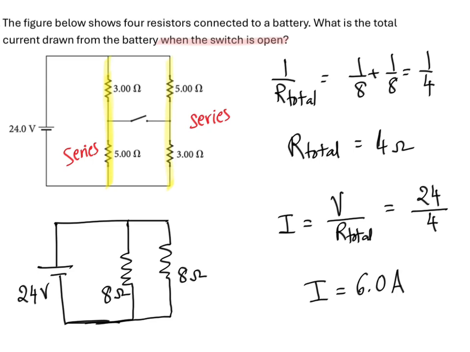If they had asked you what's the current in each branch, then you need to write it as 3 amperes, because this 6 ampere will split equally in the two branches. So each 8 ohm resistor will get 3 ampere. But here it's asking you what's the current drawn from the battery. That is the total current. So that's 6 ampere.